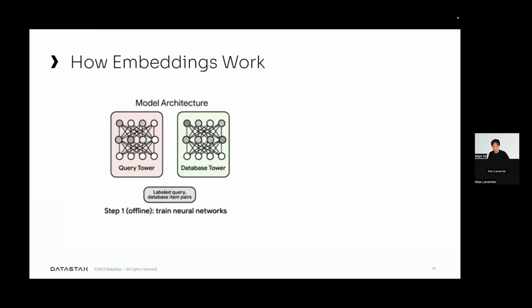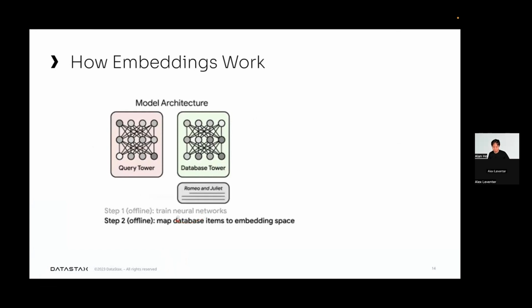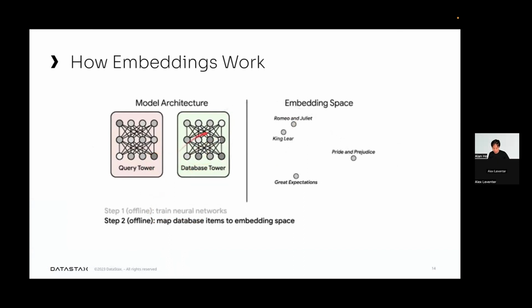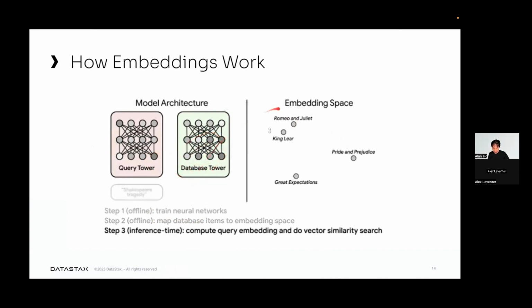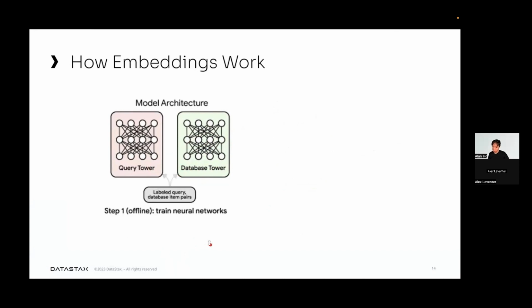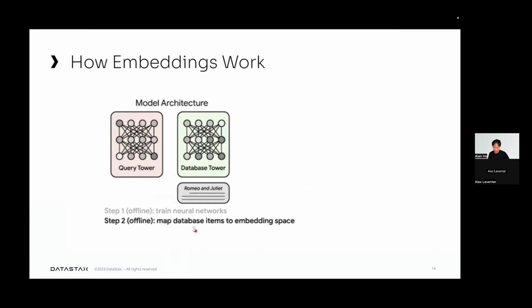So let's talk a little bit about how embeddings work. The first thing you would do is map your database items into an embedding space. We're leveraging an off-the-shelf model, a neural network, to generate these embeddings. And you can see for every single piece of data, it's mapping into this space. Now, at the time of inference, when you're doing the vector similarity search, when somebody types in a question, it figures out what are the documents that are near it.